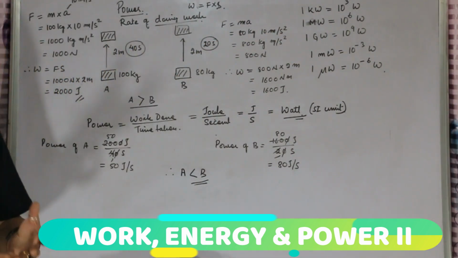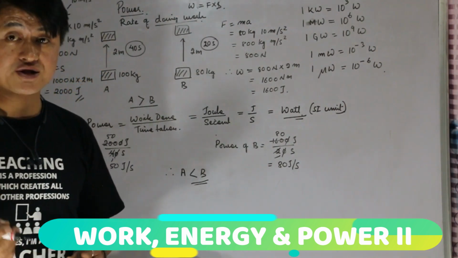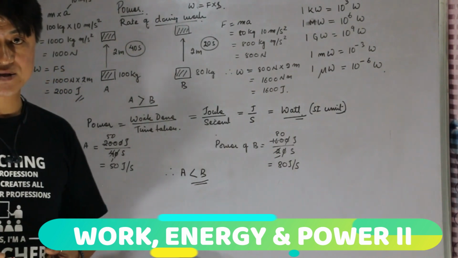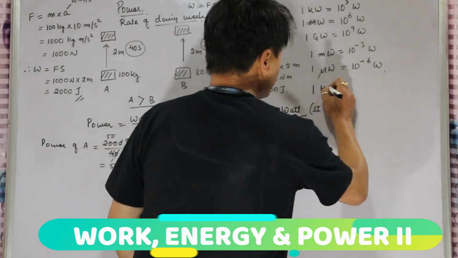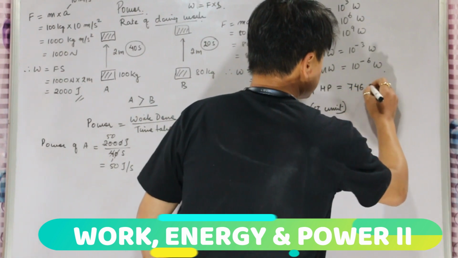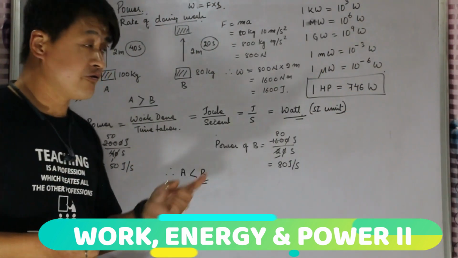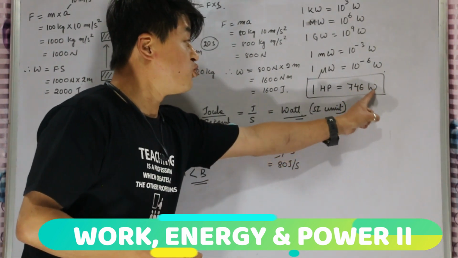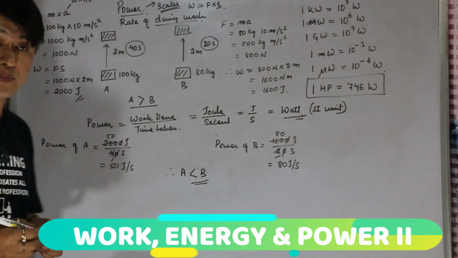We have another unit for power, the horsepower, which people used in the early ages. 1 horsepower is equal to 746 watt. The power of 1 horsepower is 746 watt. Okay, we will do one more example of power.